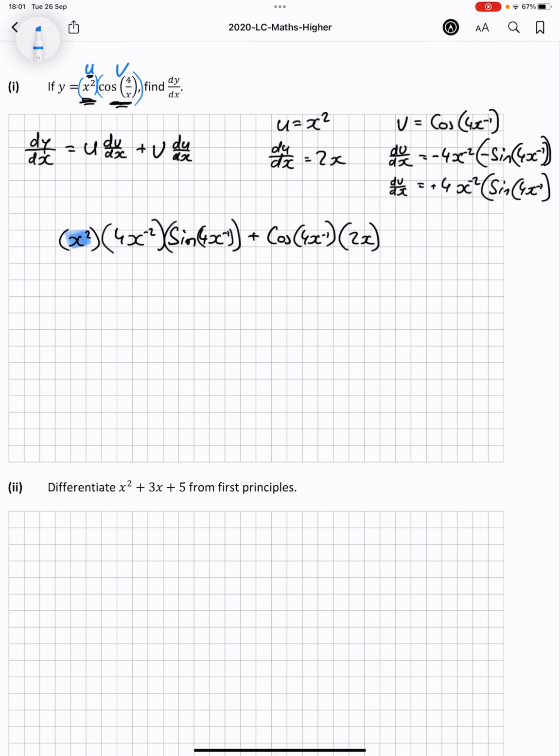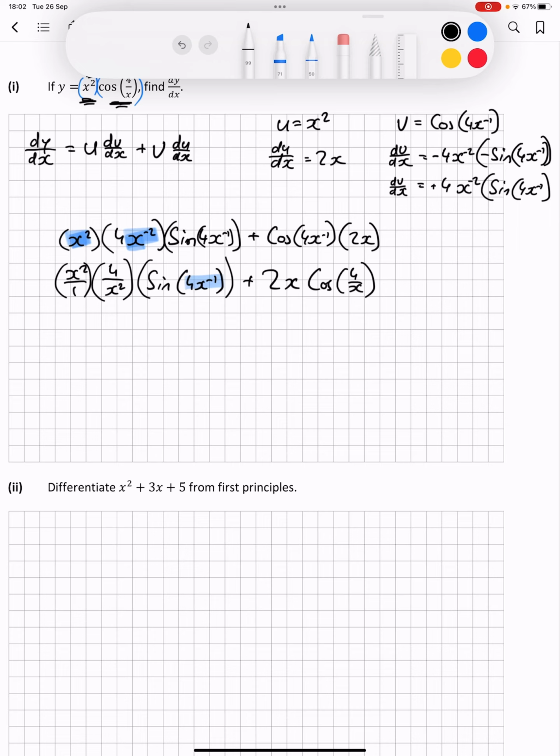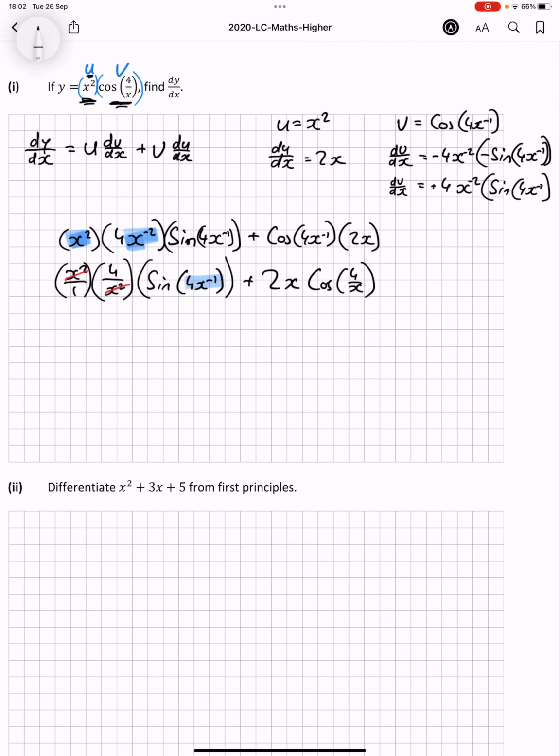Yeah, looking here, maybe we could tidy up these. If I wrote these out, this would be x squared over 1 times by 4 over x squared times by sine 4x to the power of minus 1, plus, you'd always write the coefficient first, so this would be plus 2x cos 4 over x. Just write it back in its proper form. I should have written this in the original form as well. And just looking here, I think I can cancel out the x squareds. I don't know if that's a step that they expect on this one, but so just written as 4 sine 4 over x plus 2x cos 4 over x.